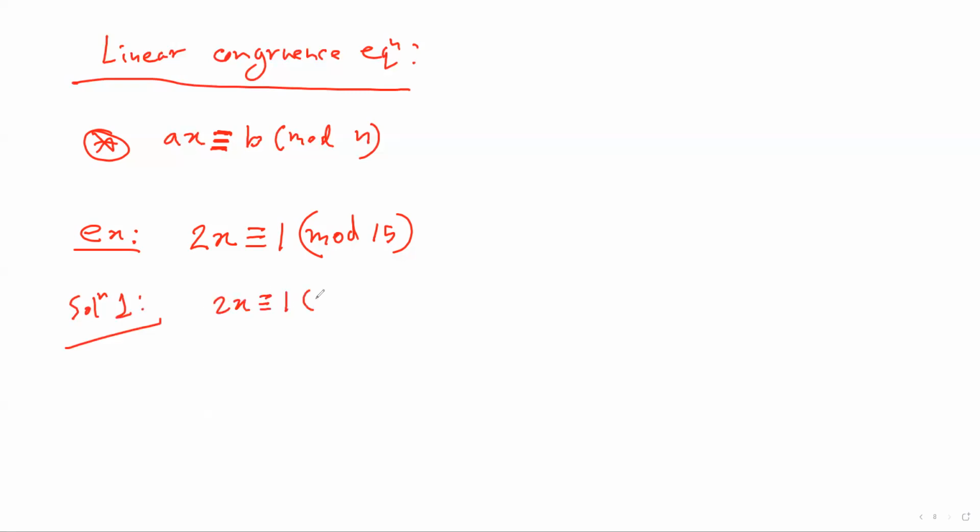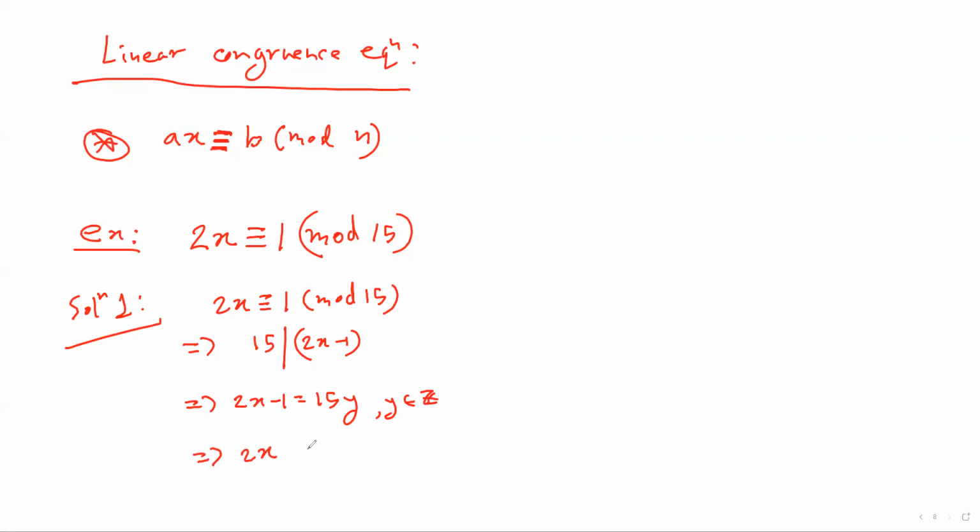Since 2x is congruent to 1 mod 15, this would mean 15 divides 2x minus 1, which means 2x minus 1 is 15 times some y, which is an integer. So we have 2x minus 15y equals 1. In this case, x is already an integer for sure, and now we introduce the new variable y, which is also an integer. So this is a linear Diophantine equation, and we can solve it using the method discussed in our last class. We have discussed two different cases of linear Diophantine equations in the two classes before this one.